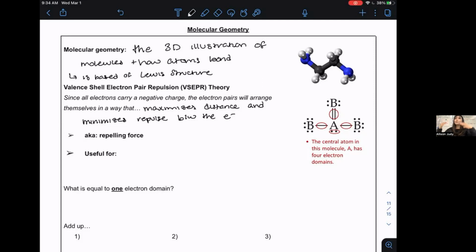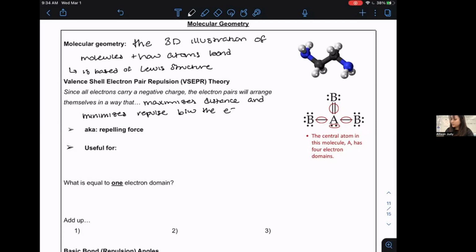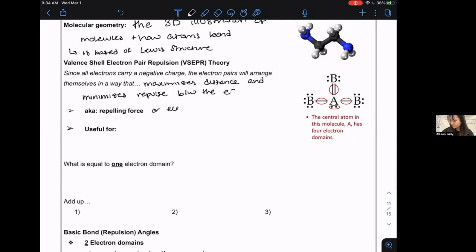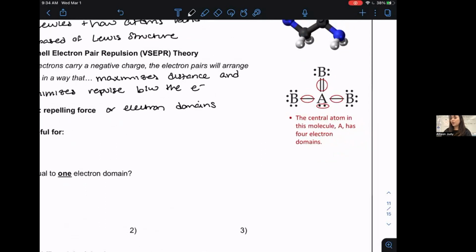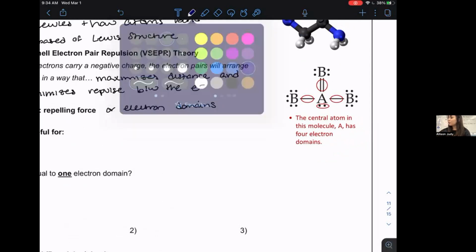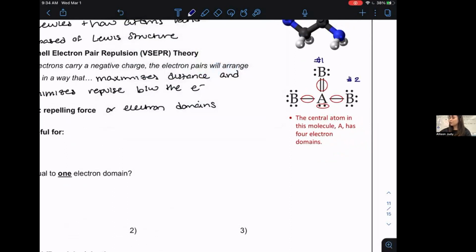Same idea with electrons, and particularly how terminal atoms arrange themselves around the central atom. We also call these, by the way, repelling forces, or electron domains. It's two ways of saying the same thing. So if you look at this image to your right, you see a central atom A bonded to three terminal atom Bs. They will arrange themselves in such a way that the four repelling forces, repelling force number 1, number 2, number 3, and the lone pair on the central is also a repelling force. This has four electron domains, or four repelling forces, that will arrange themselves around A to be the furthest apart from each other, but still connected to A.